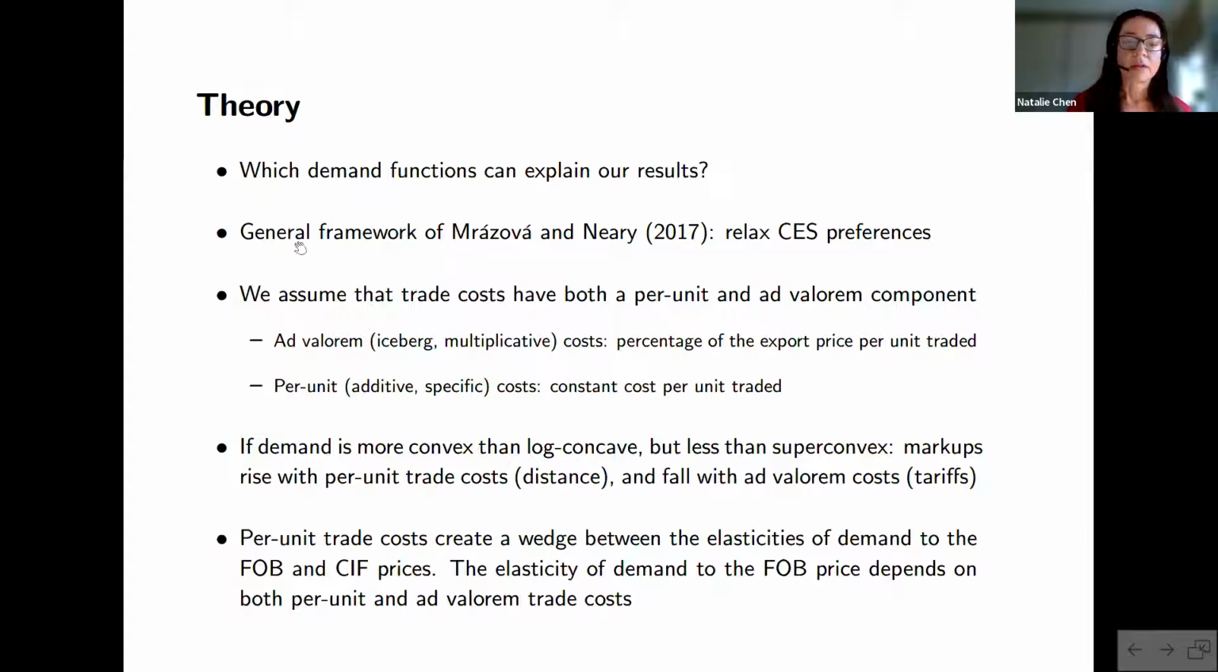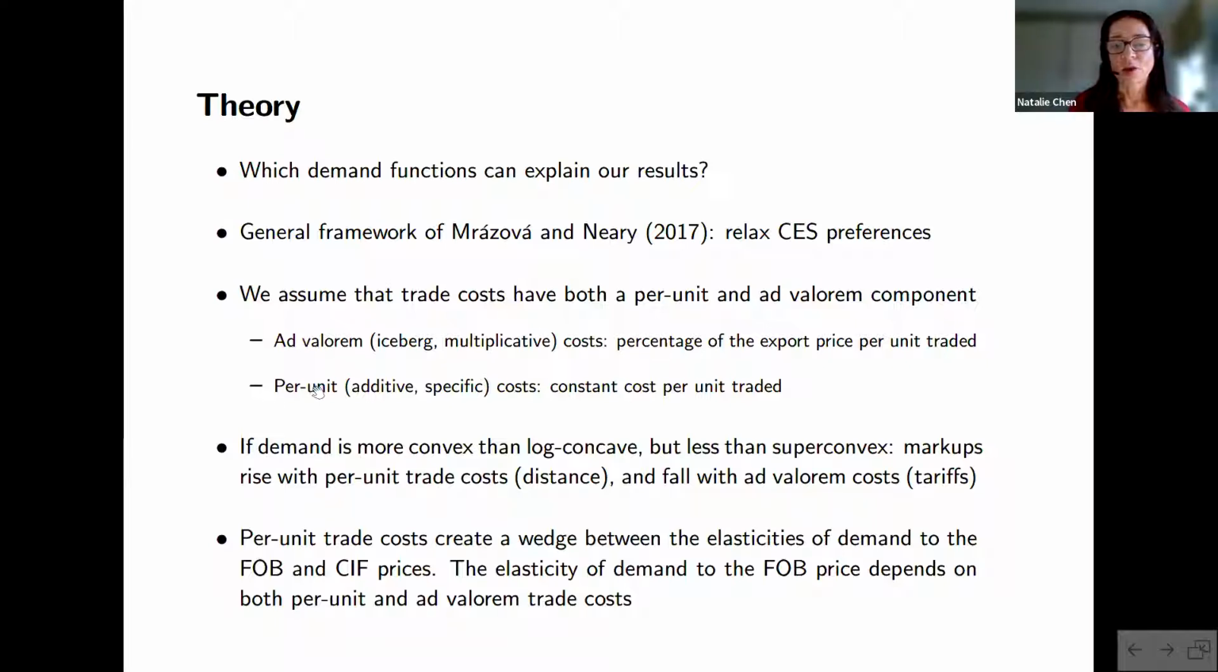To answer this question, we rely on the general framework of Mrazova and Neary, which allows us to relax the assumption of CES preferences, because CES preferences imply constant markups. So we extend the model by assuming that trade costs have both a per unit and an ad valorem component. The ad valorem component of trade costs is the standard iceberg trade cost, which is defined as a percentage of the export price per unit traded. So this would be, for instance, 10% per bottle of wine exported, which means that the trade cost is going to be larger for more expensive goods. It's going to vary with the export price of the good that is traded.